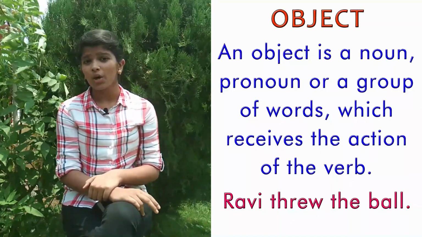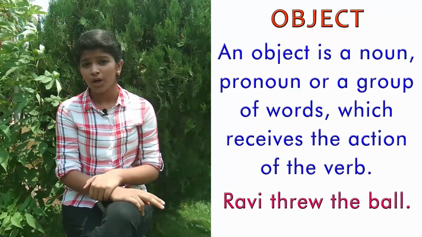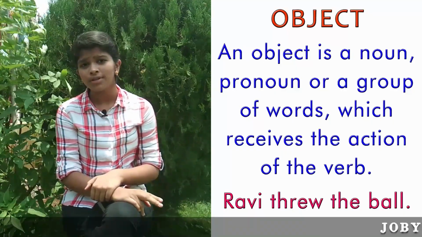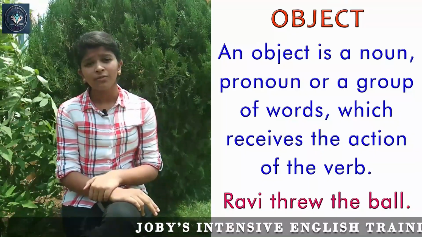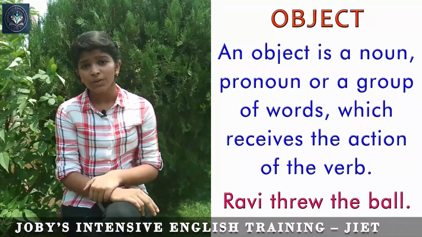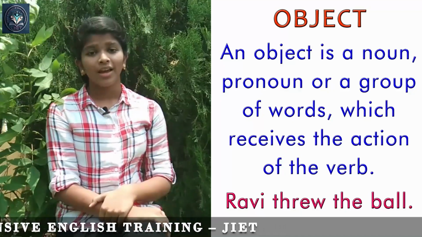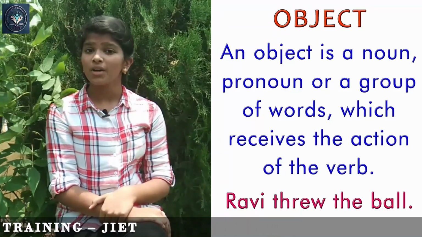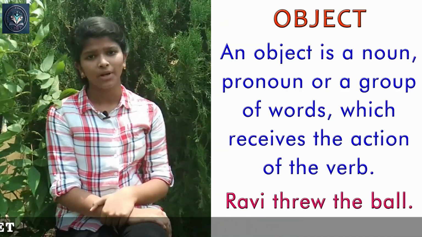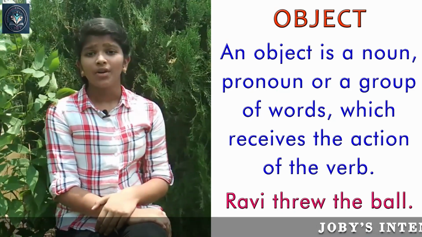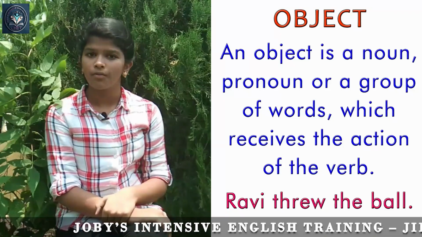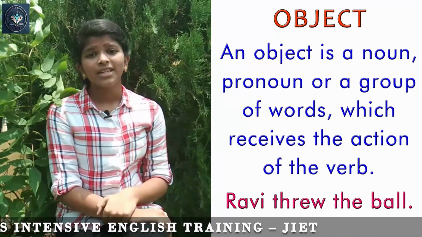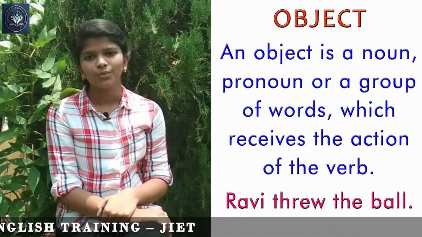In grammar, an object is a noun, pronoun, or a group of words which receives the action of a verb. An object normally follows the verb in a clause or in a sentence. An object in grammar is a part of a sentence and often part of a predicate. It refers to someone or something involved in the subject's performance of the verb. It is what the verb is being done to.